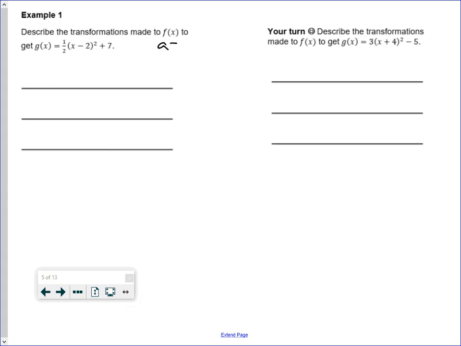So here I see my a is 1/2. My b is 1. I don't have a b. My h is 2, and my k is 7. So when a is 1/2, that tells me I have a vertical compression.